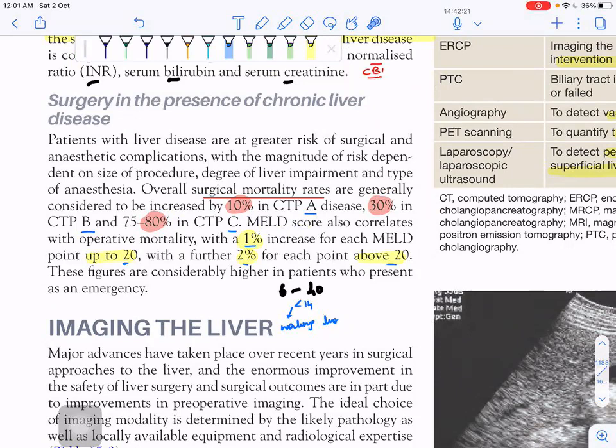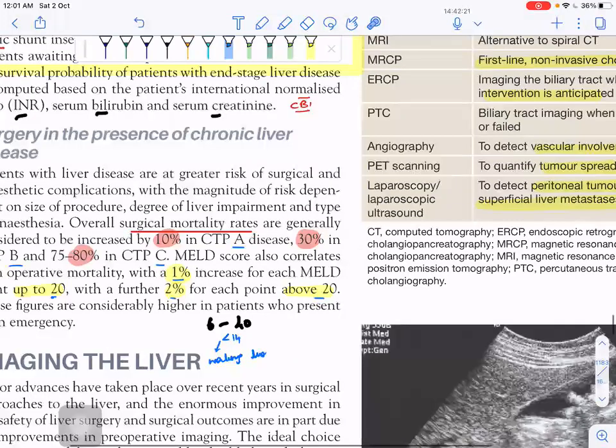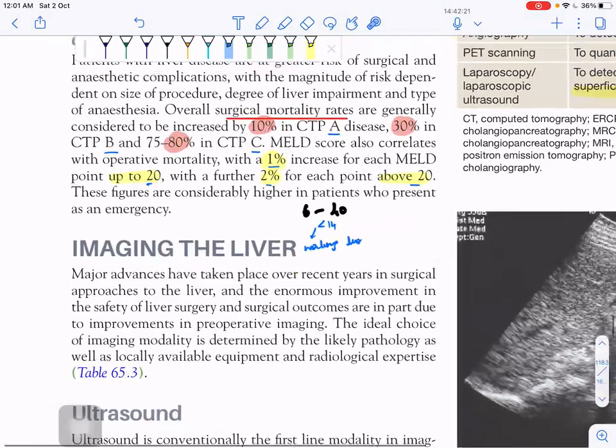The MELD score also correlates with operative mortality, with a 1% increase for each MELD point up to 20, and a further 2% for each point above 20. So what is the usual MELD score? The MELD score ranges from 6 to 40. Okay, 6 to 40. Less than 14, you have to put the patient on the waiting list for liver transplantation.